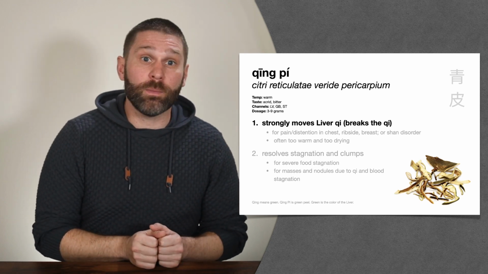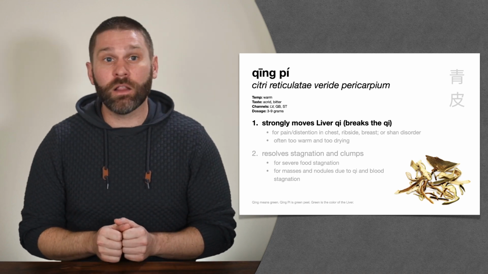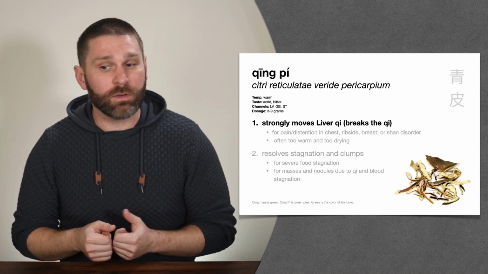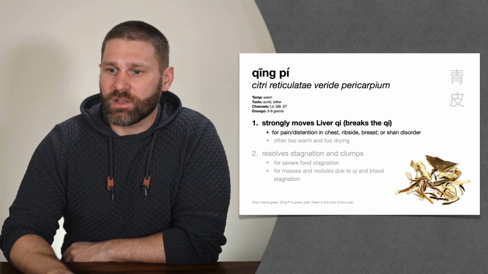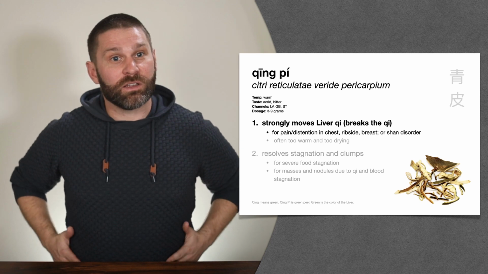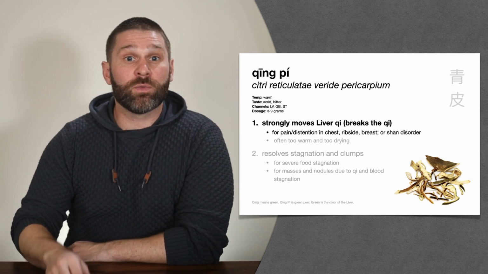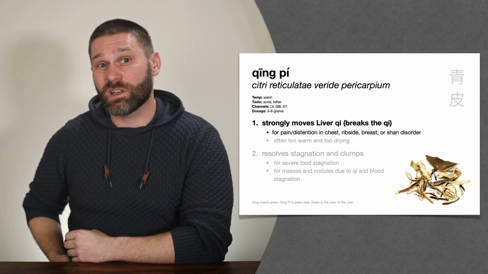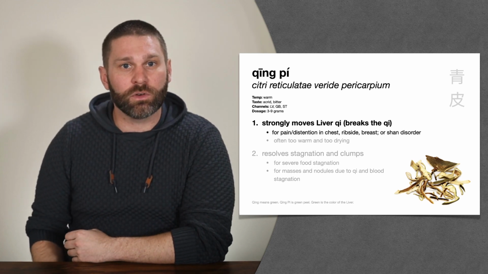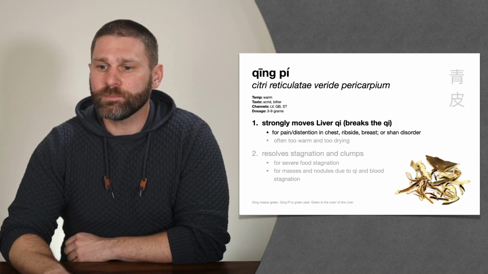So with Chen Pi, more about the middle jiao, the spleen and stomach. Qing Pi, because it's green in color, is definitely used for liver qi stagnation. So this could be for pain and distension in the chest, rib sides, and breast, because that's where the liver channel goes to the rib sides and chest. Or it can be used for Shan disorder, which is a hernia type pain. So think about the liver channel also goes to the inguinal area and lower abdomen as well.